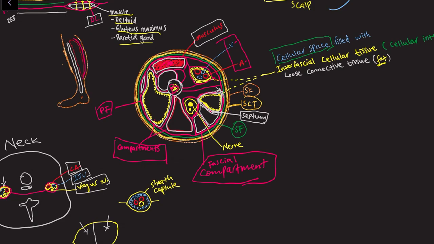And within that capsule, you have the cellular tissue. You have a cellular space covered by cellular tissue. Infection can happen there, and that infection within the cellular space can travel from one compartment to another, or to the furthest compartment, where it can form abscesses.